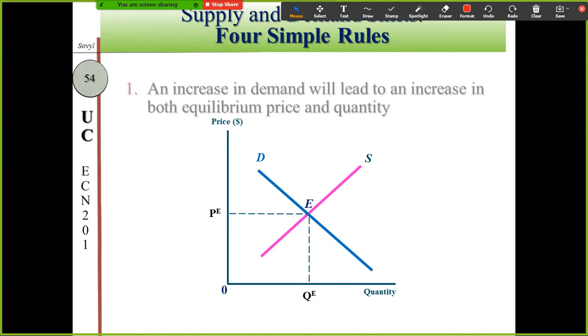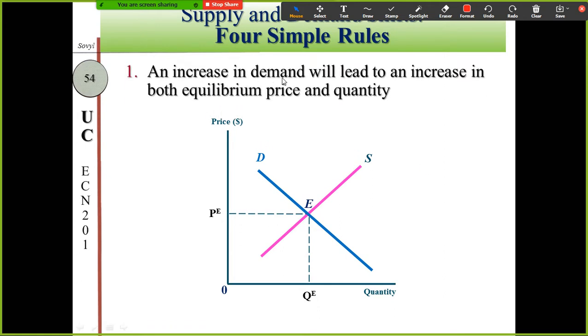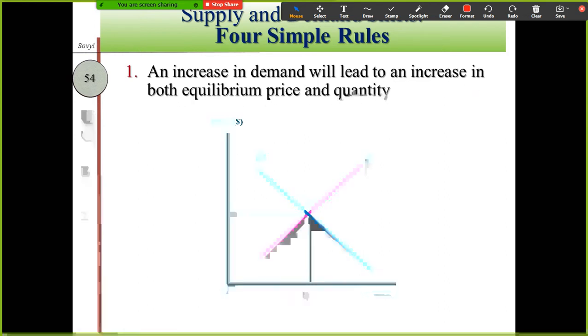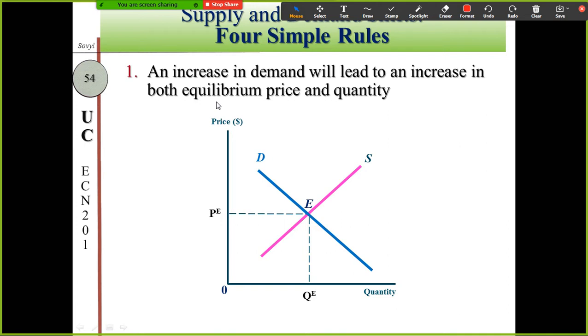Condition 1: an increase in demand will lead to an increase in both equilibrium price and equilibrium quantity. Demand has not increased yet. If demand increases, what happens to the demand curve? The demand curve will move to the right hand side. An increase in demand makes the demand curve move to the right.